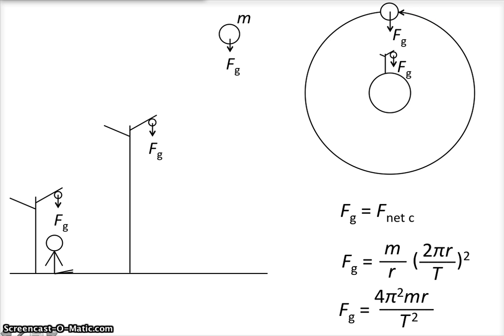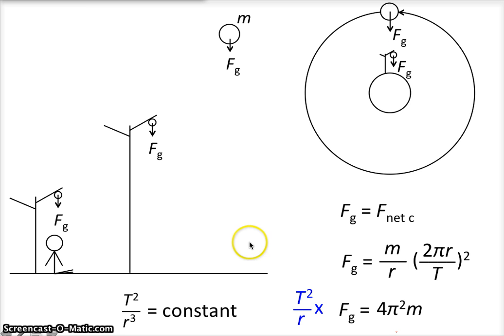Now watch what happens when we multiply both sides by t squared over r. The t squareds cancel, the r's cancel, and we're left with just 4 pi squared m. And on the left side, look at what we have. It's almost Kepler's third law. You have t squared, you have a constant over here, but we're missing the r cubed. Right now we just have a single r. So when we plug in for gravity, we're going to have to put 1 over r squared because you need an r squared to combine with this r to make Kepler's third law.